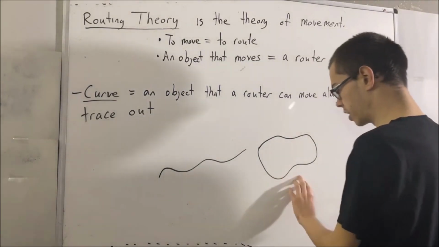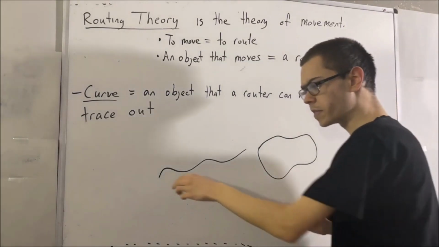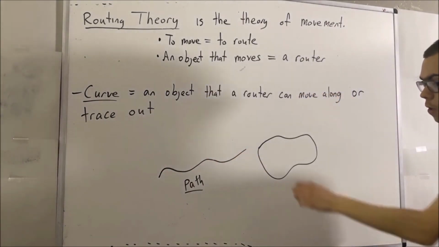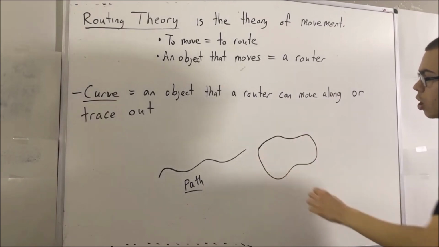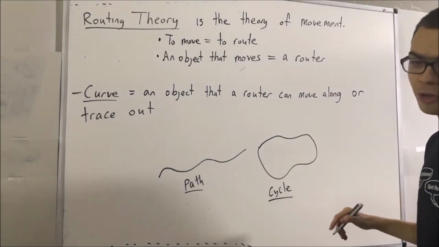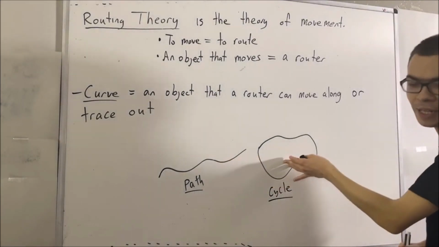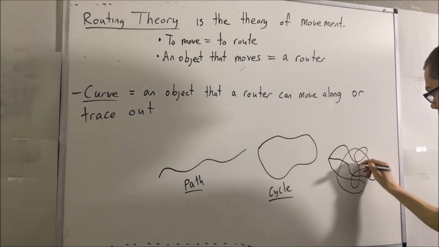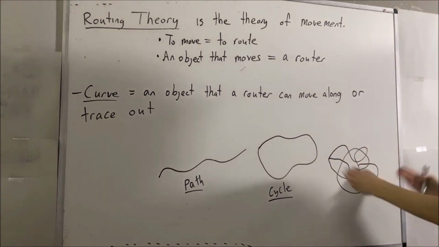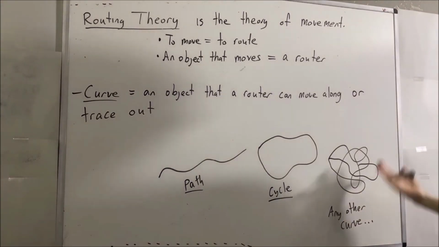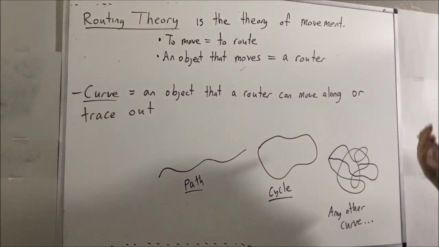These curves look pretty simple. We call curves that look like a snake a path. Curves that look like a ring, we call a cycle. Any other curve, it turns out, is just going to be way more complicated than these. So maybe something that looks like this, right? Way more complicated. So yeah, this is basically what a curve is.